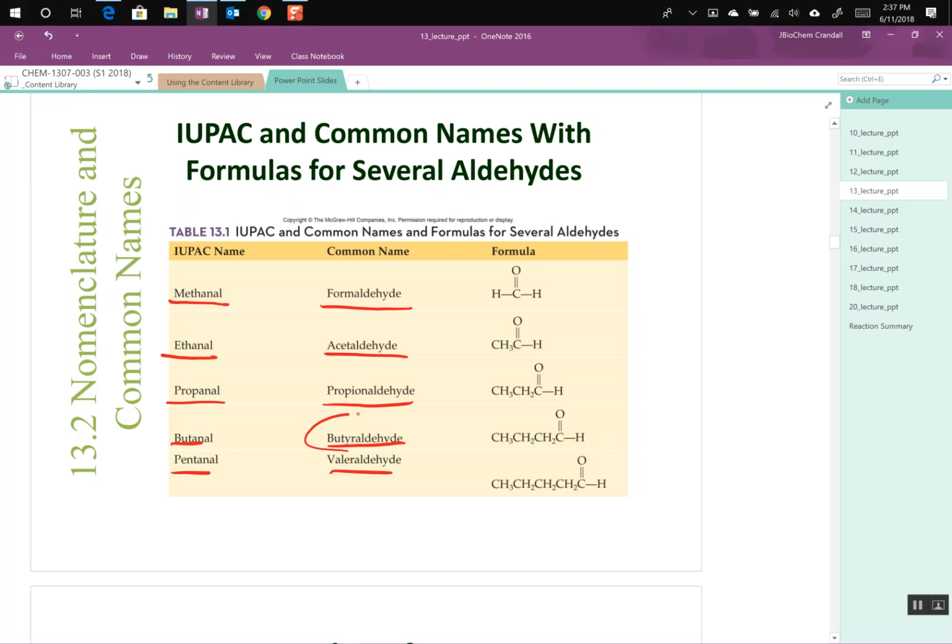So if it was butyraldehyde, and you had something off right here, let's just say it's a methyl. That's alpha, beta, beta methyl butyraldehyde. That's how that would work. This carbon right here doesn't count in the alpha beta labeling. So alpha beta comes after the carbonyl.